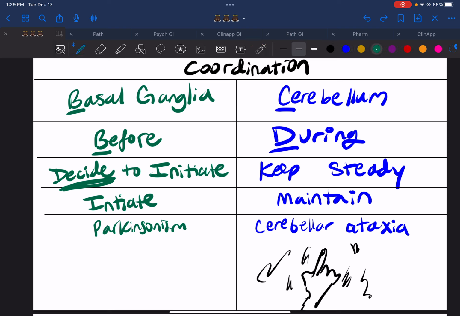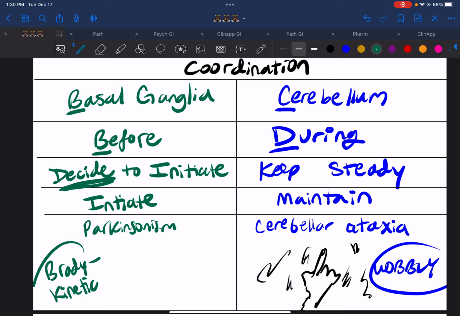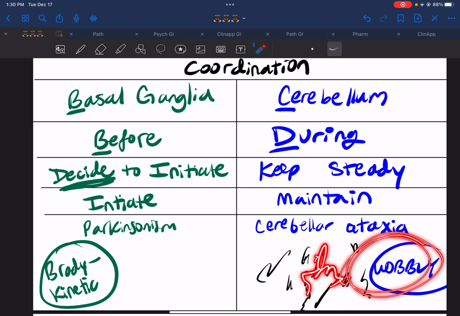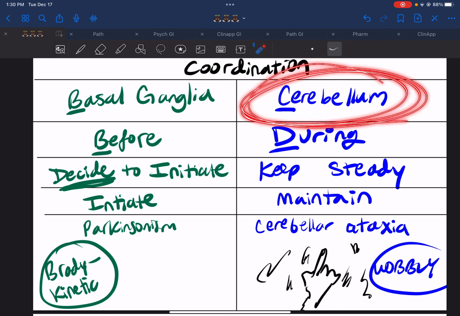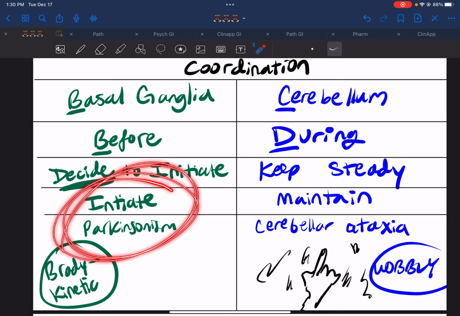Versus with Parkinsonism, it's not about the movement being wobbly and unsteady. With Parkinsonism, with the basal ganglia problem, it's about the ability to even initiate the movement. So they're just slow to even start. Yes, they have a resting tremor, but that's a resting tremor, right? That's why Parkinsonism has a resting tremor, not an action tremor. They don't shake while they're doing stuff. Why? Because they don't have a cerebellar problem. They don't have a problem maintaining the steadiness of their movement. They have a problem initiating the movement in the first place.